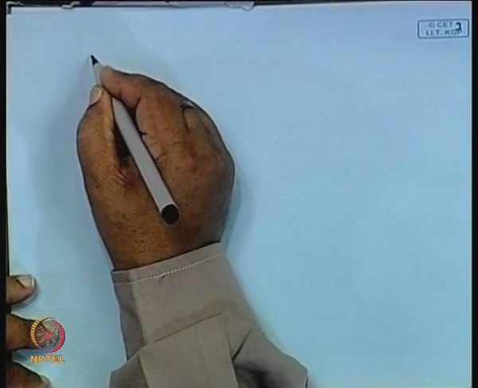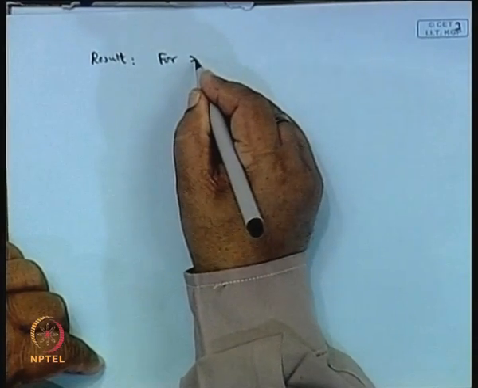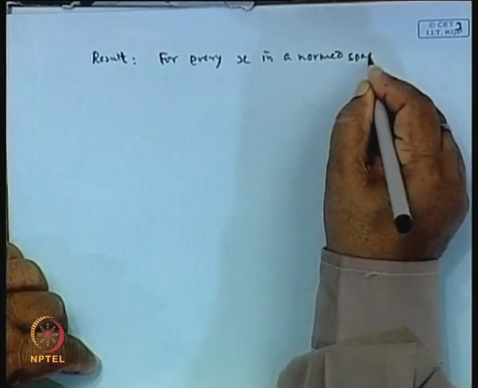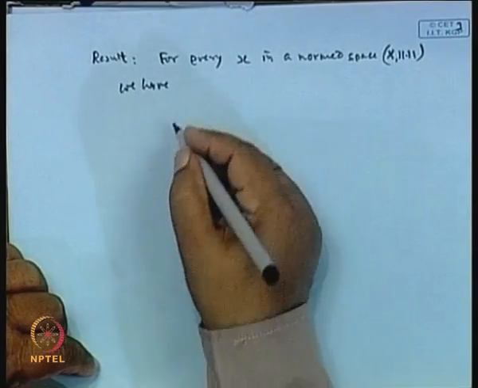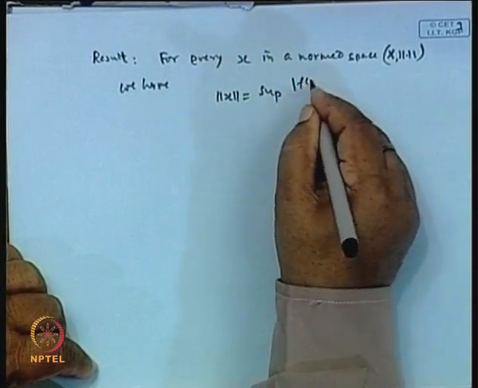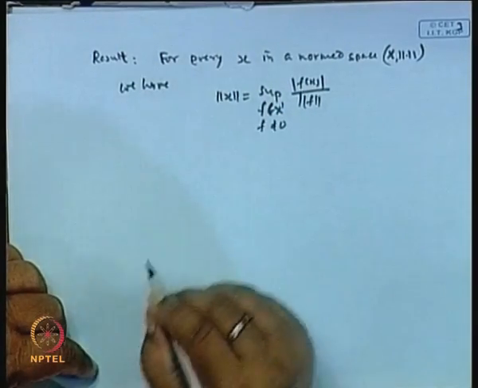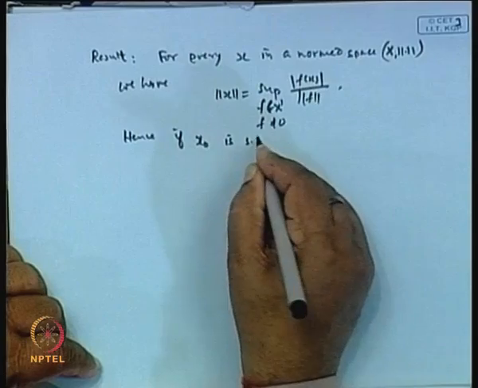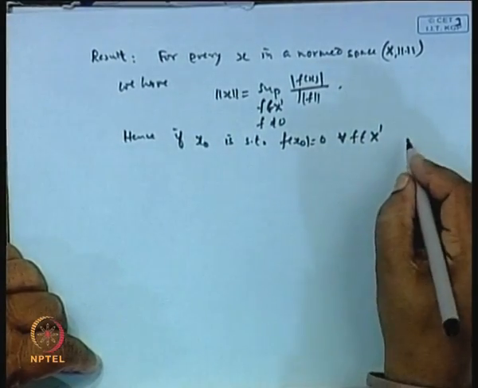The corollary of the Hahn-Banach theorem says, for every x in a normed space X, we have norm of x equal to the supremum of mod f x over norm f, where f belongs to X dash and f is not equal to 0. Hence, if x naught is such that f of x naught is 0 for all f belonging to its dual, then x naught will be 0.